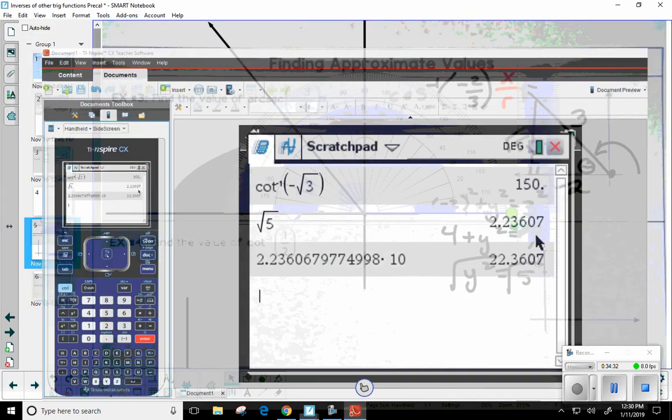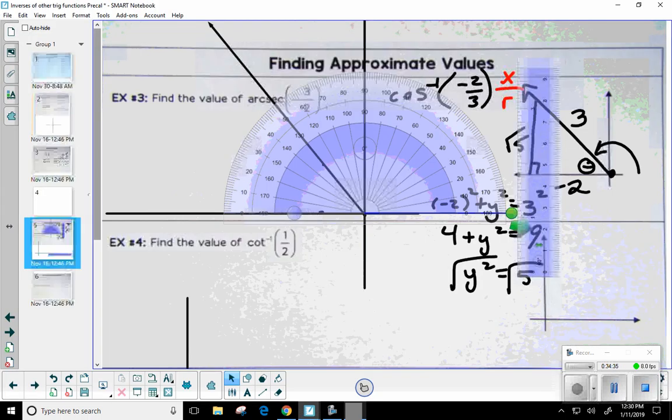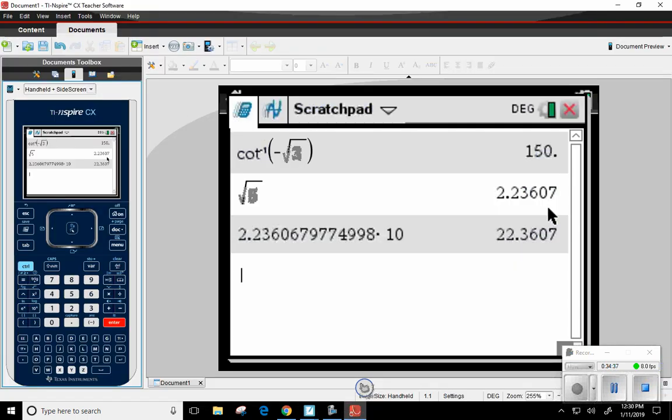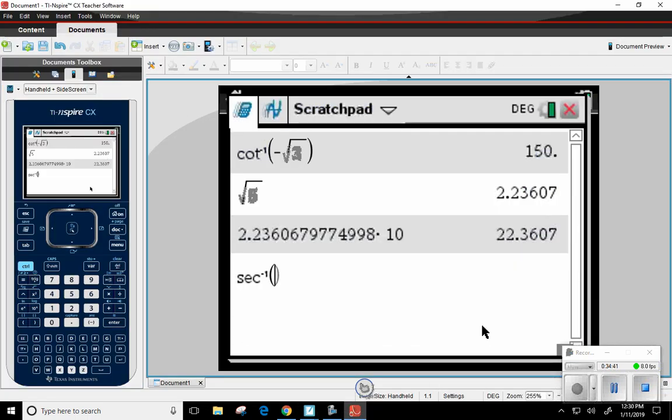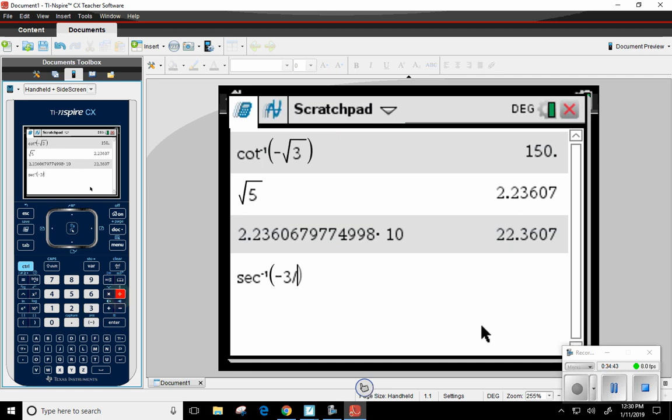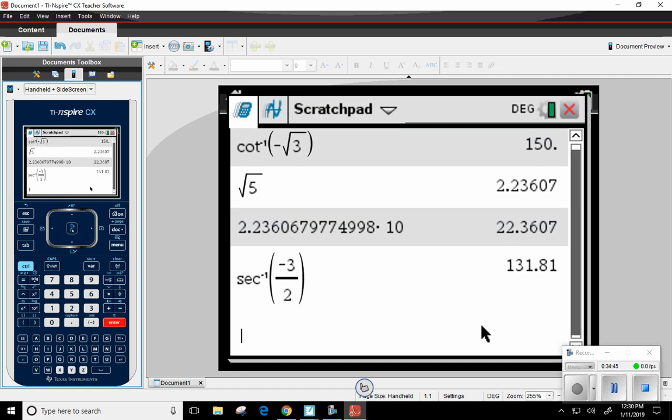Well, let's actually see how close we got. What was the original problem? It was secant inverse of negative 3/2. So let's see. I'm going to go ahead and go here. Secant inverse of negative 3 divided by 2. 131.8, so about 132. So I was a little off, and that's okay.